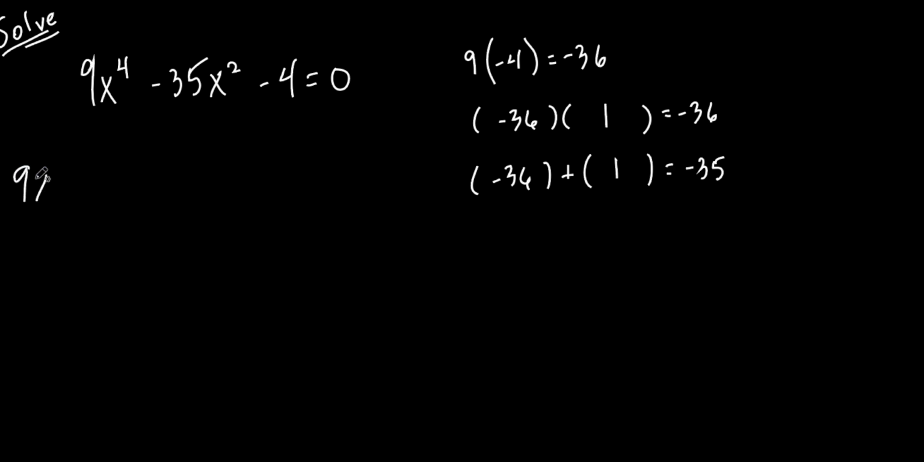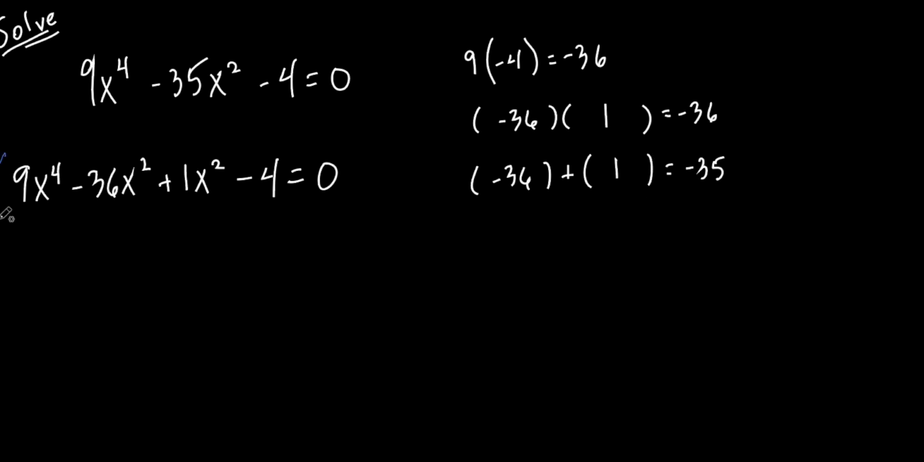So watch. 9x to the 4th minus 36x squared. I need a squared there because this is 35x squared. You see that? And this is going to be what? Plus 1x squared minus 4 equals 0. All I did was rewrite this negative 35 as negative 36x squared plus 1x squared. That's all I did. Okay? How did I know to use those numbers? I did this stuff over here.